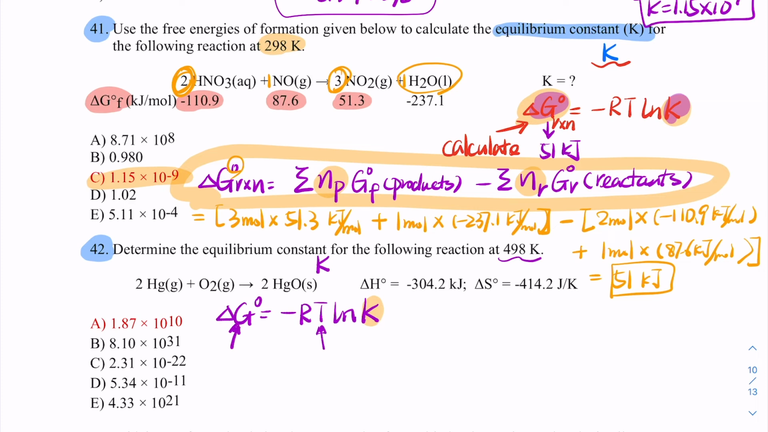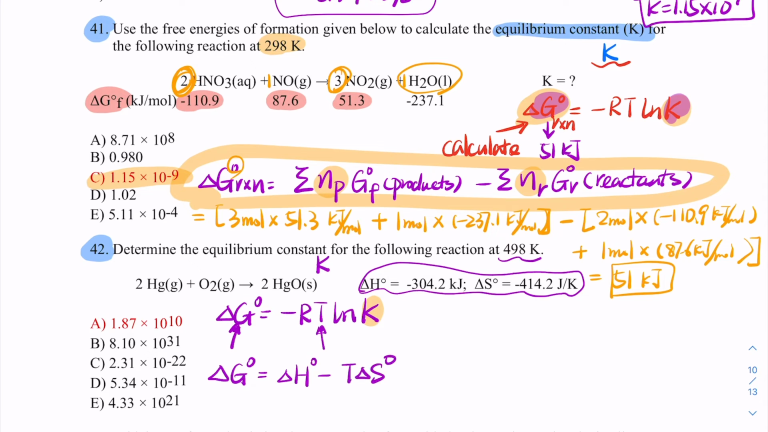How do I calculate that? You go, oh, this is nice. I know delta H and delta S. I know the relationship between them: delta G naught equals delta H naught minus T delta S naught. So I can use this equation to calculate delta G naught first, then put it inside there, then calculate K.